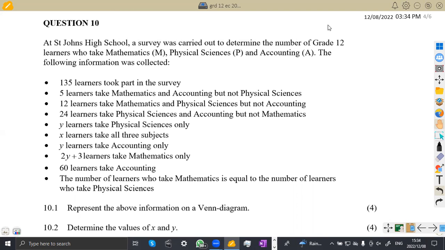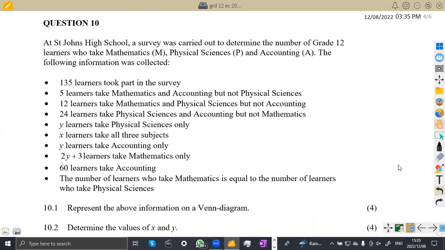We are given that at St. John's High School, a survey was carried out to determine the number of grade 12 learners who take mathematics M, physical sciences P, and accounting A. The following information was collected. So this is the survey. We've got 135 learners who took part in the survey, so all the learners are equal to 135. 5 learners take mathematics, accounting, but not physics, and so on, up to the last one.